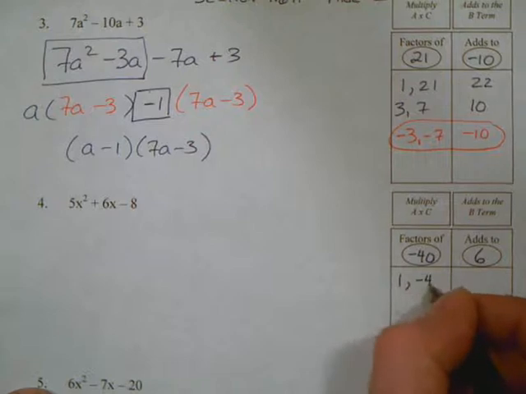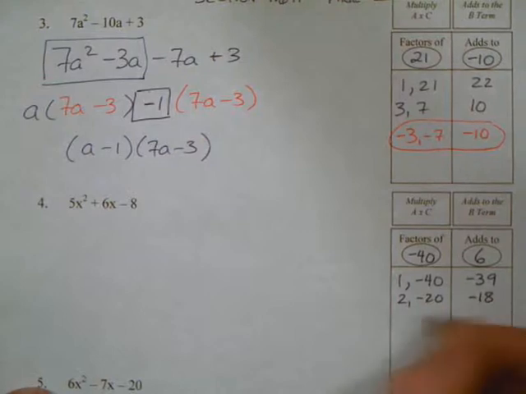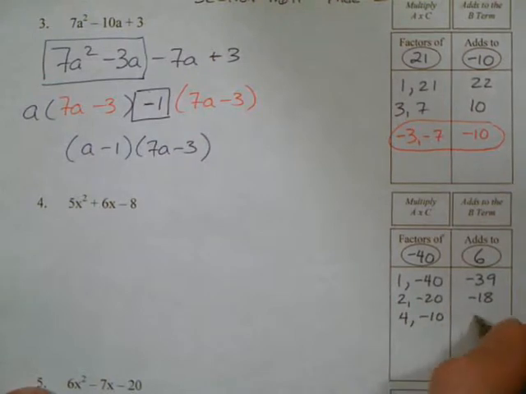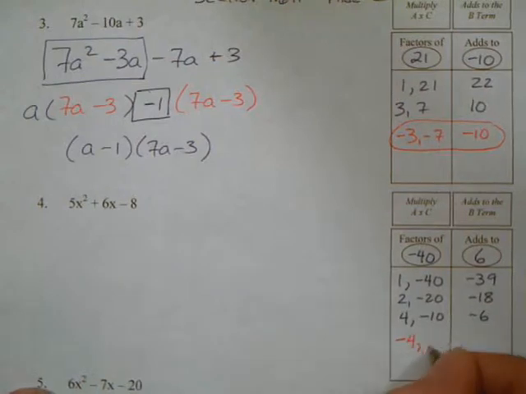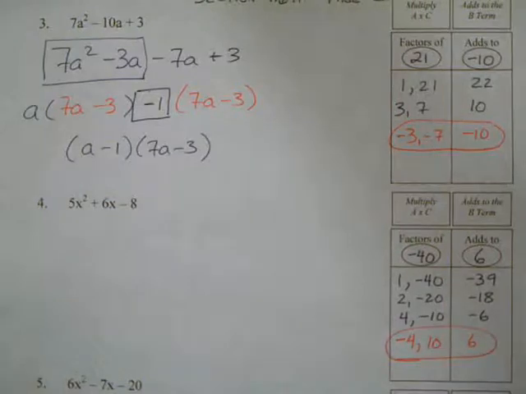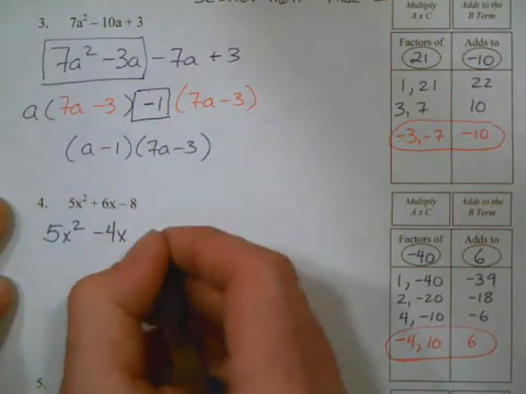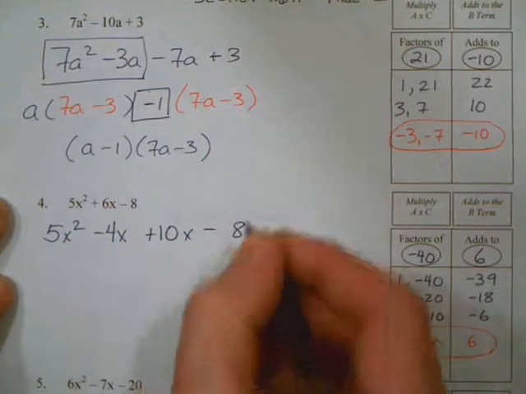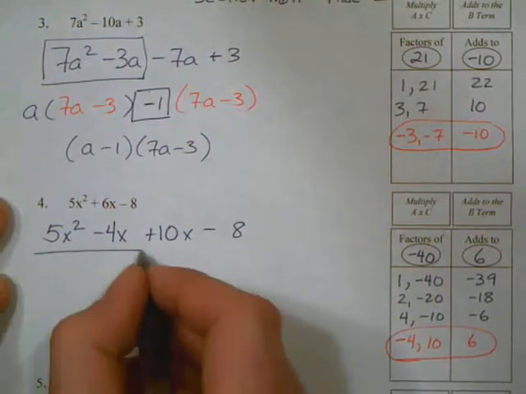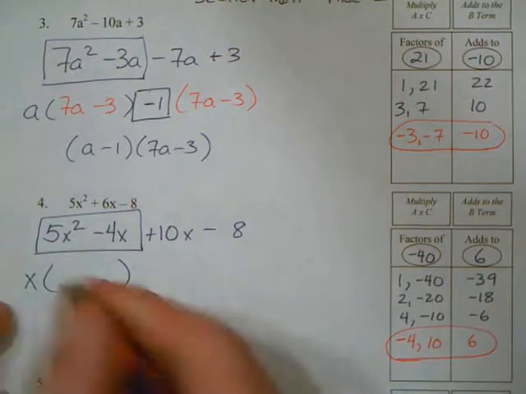Let's look at number 4. 5 times negative 8 is negative 40, adds to 6. 1 and negative 40 adds to negative 39. 2 and negative 20 adds to negative 18. 4 and negative 10 adds to negative 6. Well, that's the opposite of what we want, so it's negative 4 and positive 10, which adds to 6. It seems like Kent's trying to jump to the answer on the side here, but we're not going to go quite that fast. We've got 5x squared minus 4x plus 10x minus 8.